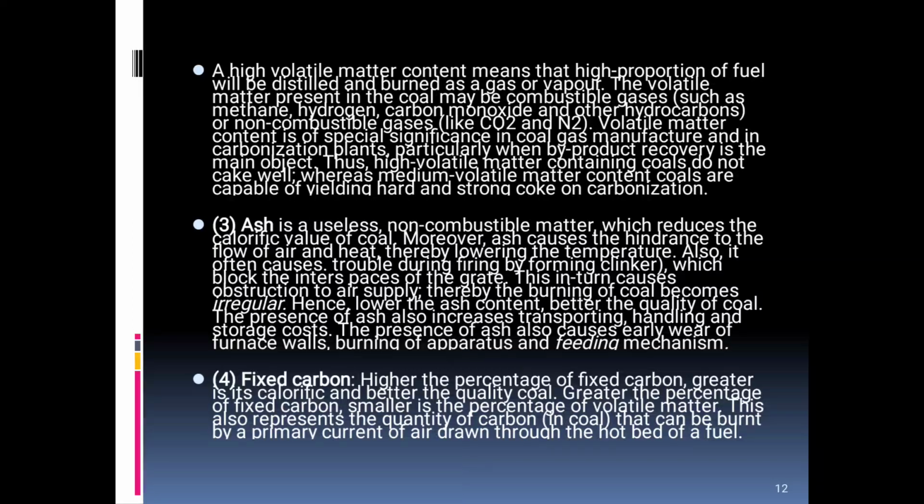The presence of ash also increases transporting, handling, and storage costs. It also causes early wear of furnace walls, burning of apparatus, and feeding mechanism. Then, the significance of fixed carbon. The higher the percentage of fixed carbon, the greater is its calorific value and the better the quality of coal. The greater the percentage of fixed carbon, the smaller is the percentage of volatile matter. This also represents the quantity of carbon that can be burned by a primary current of air drawn through the hot bed of a fuel.